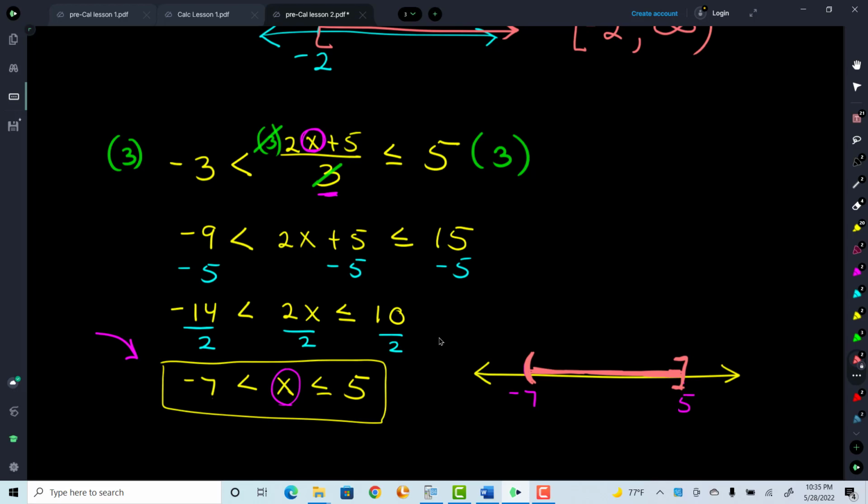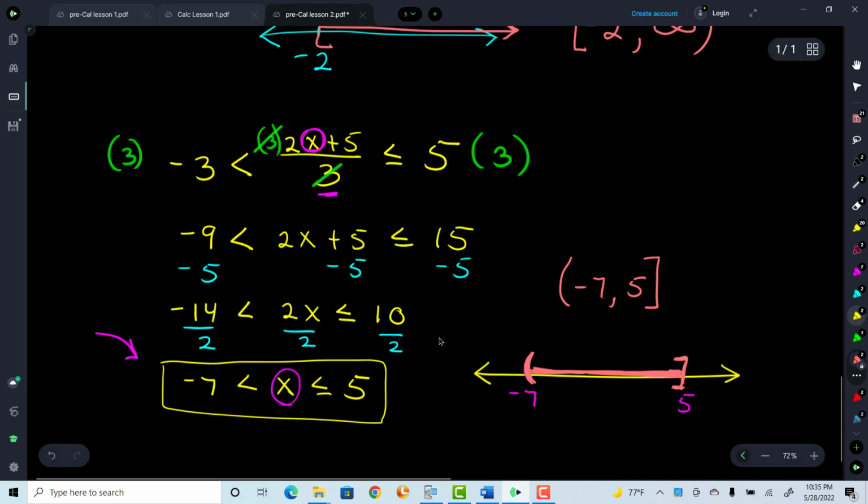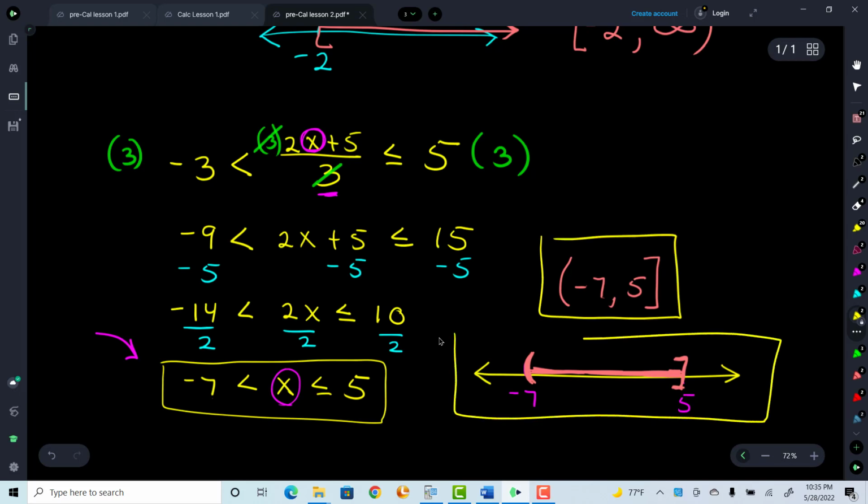What would that look like in interval notation? We're going to go from -7 to 5. We do not include the -7, so we put a parenthesis. We do include the 5, so we put a bracket. So I've represented my answer 3 different ways. I've represented it just as an inequality. Here we have interval notation. And here we have graphically. Okay, so we're going to stop there.